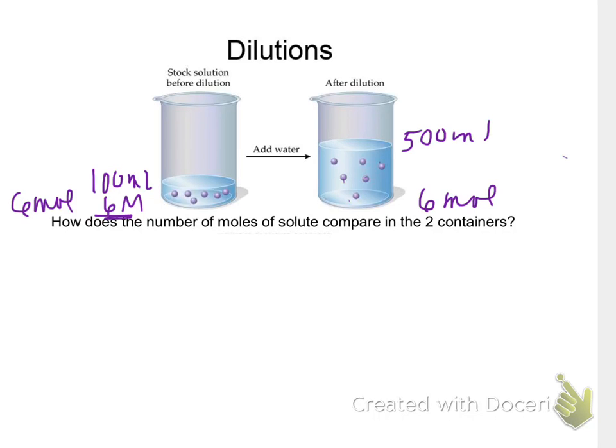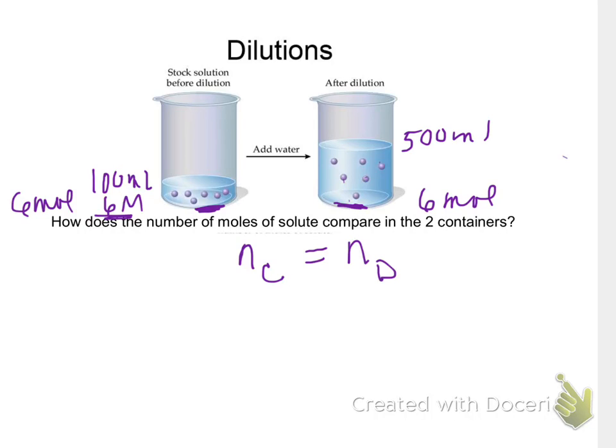So if I am diluting something, I have the same number of moles of particles before the dilution as I do after the dilution. That's important because when I do a dilution and want to figure out how much of each I need, what I need to remember is that the moles in the concentrated sample is equal to the moles in the dilute sample, after I've added water to it.